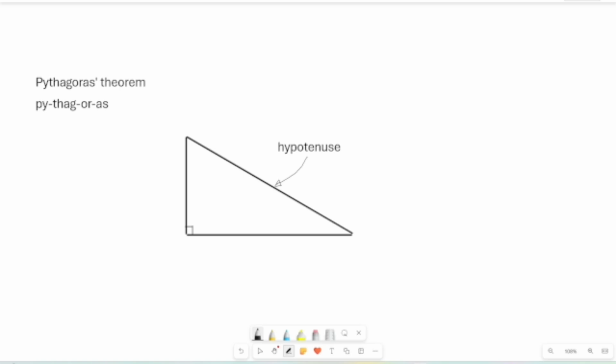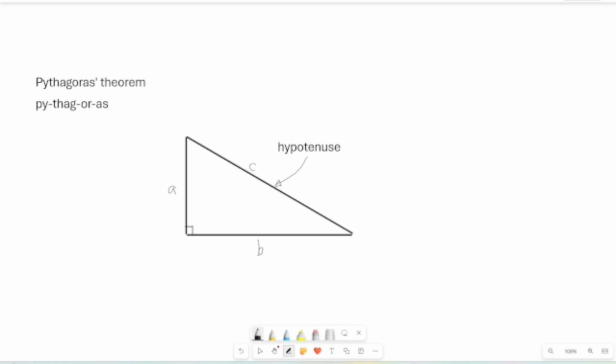Now, that sounds a bit complex, so let's break it down. If we give each of the sides a letter, we'll call this one A, this one B, and this one C. So the letters relate to their lengths, but A, B, and C are just labels for the sides. And C is the hypotenuse.